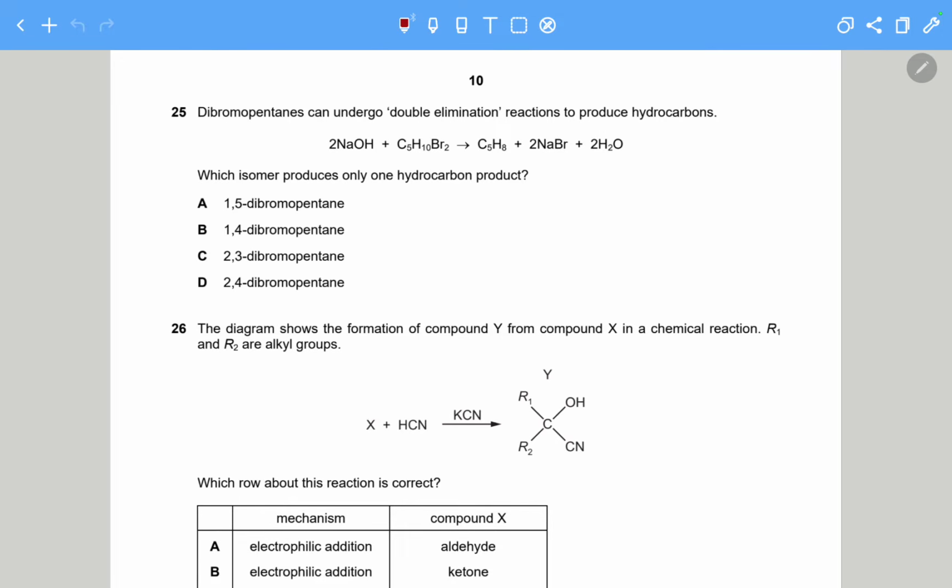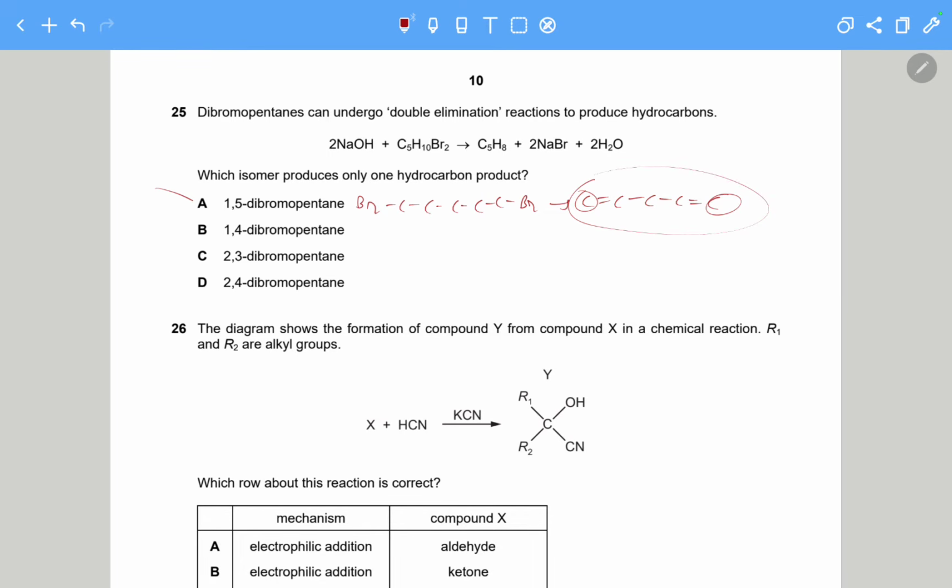So 1,5-dibromopentane is BrCCC. I'm not drawing the hydrogens because we don't need them. Br, and this will undergo elimination to give CCC. Now, because we have two terminal carbons with alkene groups, we can't have any cis-trans isomers because both of them will have two identical groups. So A is a good candidate because we'll get only one hydrocarbon, which is this one.